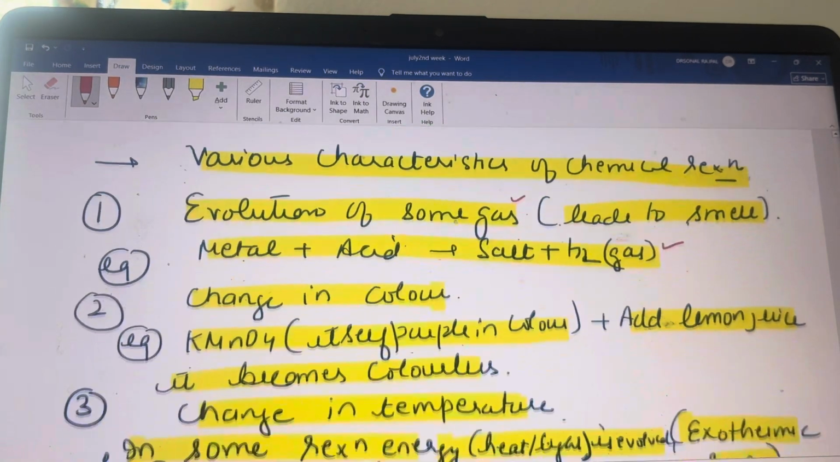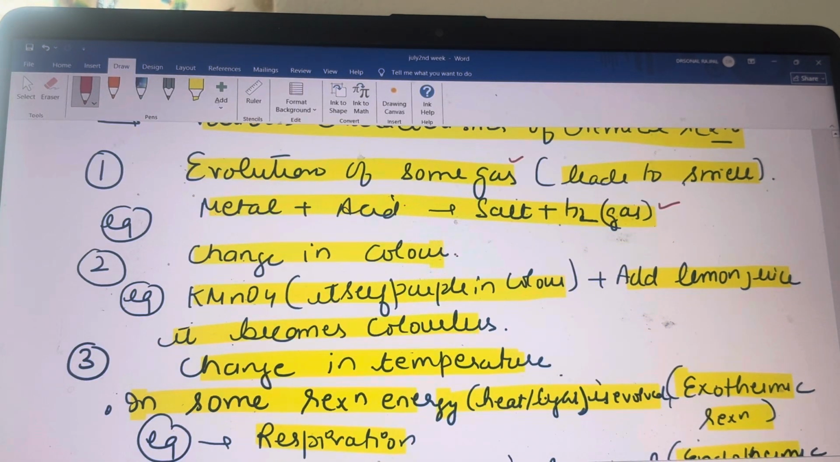And maybe in a reaction there could be a change in color. For example, KMnO4, you know students, KMnO4 is potassium permanganate. Its own color is purple, and when you add lemon juice or any acid to this KMnO4, it becomes colorless. So you can think that some chemical reaction is occurring.